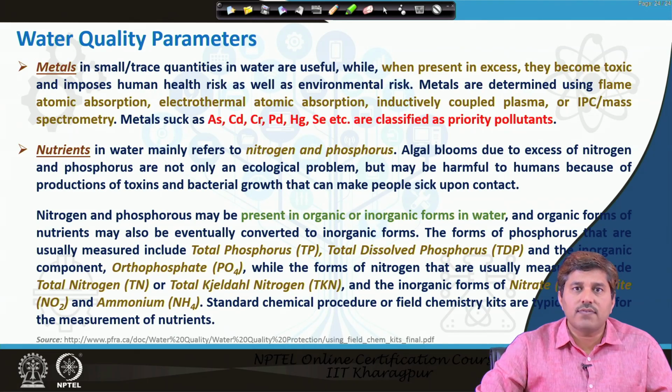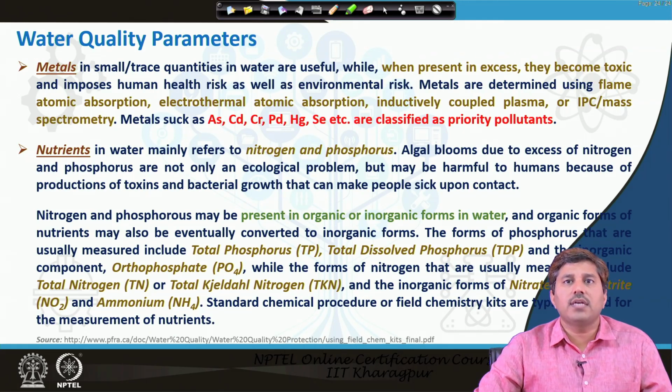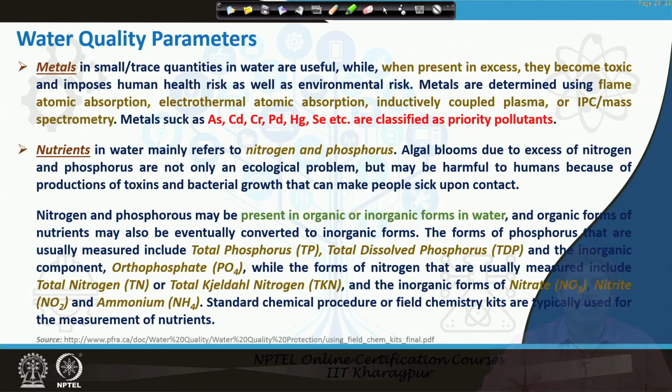Water may have nutrients as well, particularly nitrogen and phosphorus. There are again environmental and health issues with these. Environmental issues of the nutrients are more prominent because they lead to eutrophication or algal bloom, and due to algal bloom they may impart some toxins into the water, which can be a health risk for humans as well if we come into contact with those waters. These are generally present in both organic and inorganic forms, and organic forms of the nutrient may also eventually get converted to the inorganic forms.